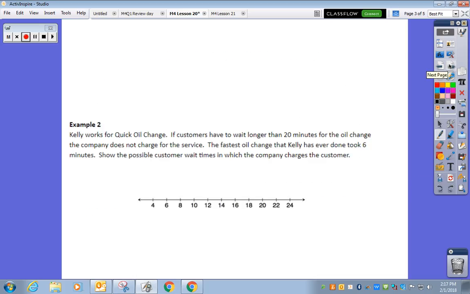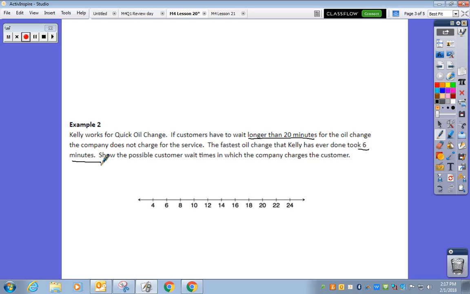So the next set of examples is going to bring in more than one inequality. This one says Kelly works for Quick Oil Change. If customers have to wait longer than 20 minutes for the oil change, the company does not charge for the service. The fastest oil change that Kelly has ever done took 6 minutes. Show the possible customer wait times in which the company charges the customer.